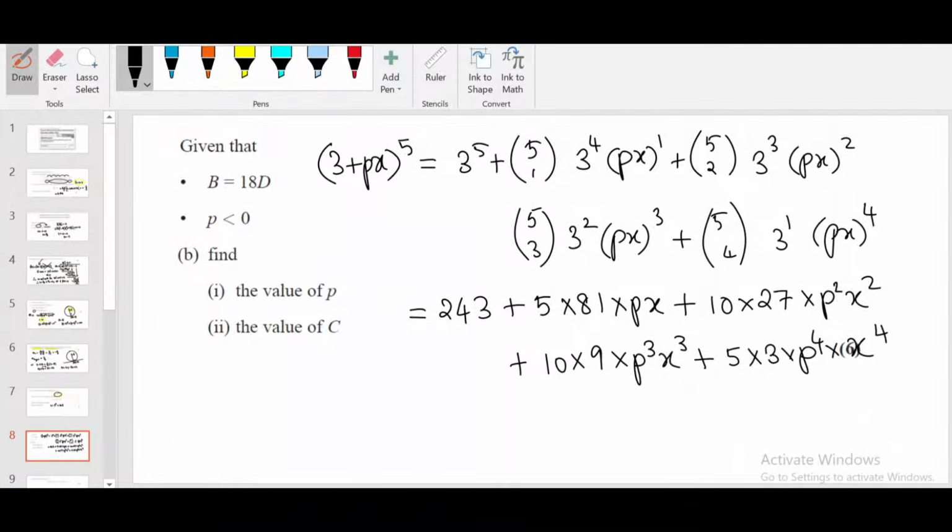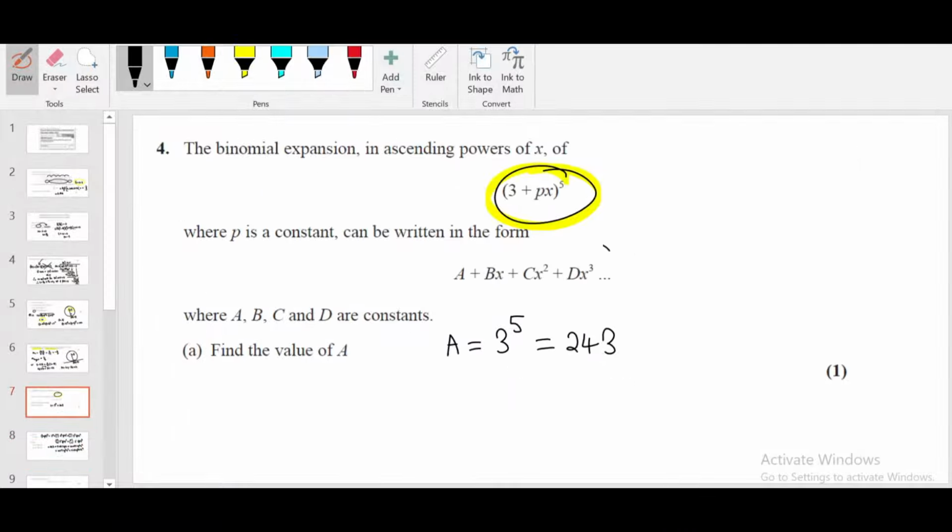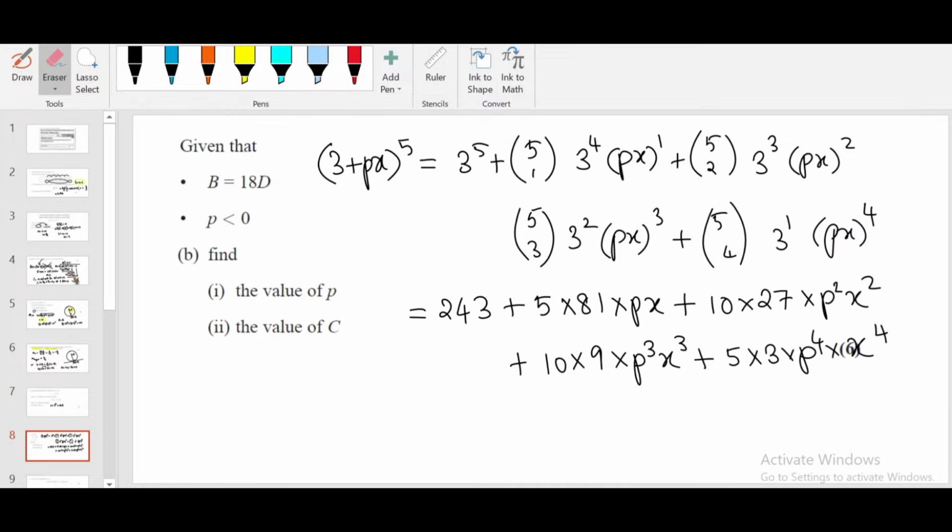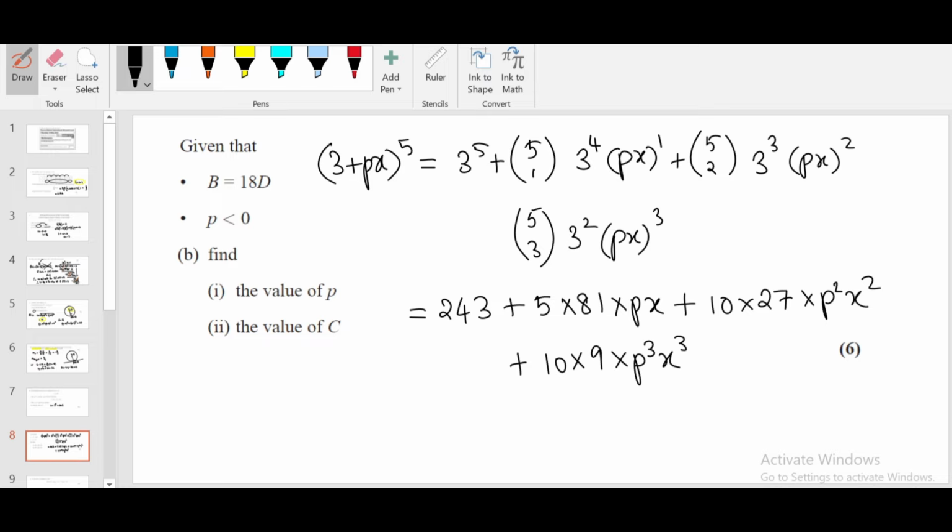Wait, why are we finding x power 4? We need till x cube only. So you don't need x power 4, you don't need this term actually. And then carefully simplify.